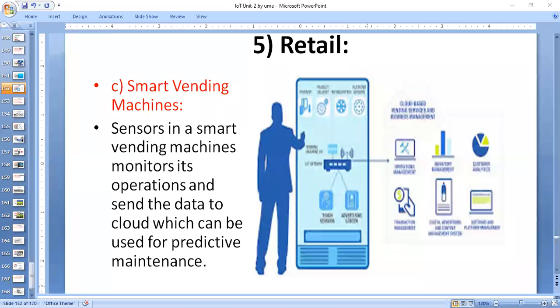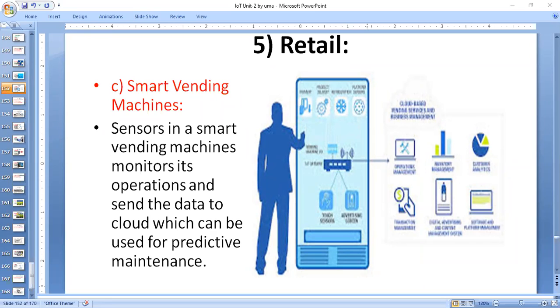And then not only here, based on this smart vending machine, you can develop different applications. The user can save their preferences and favorite products, and the smart vending machine can monitor its operation and send data to the cloud, which can be used for predicting maintenance.